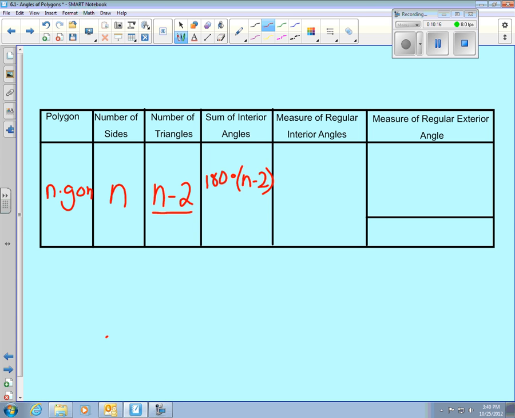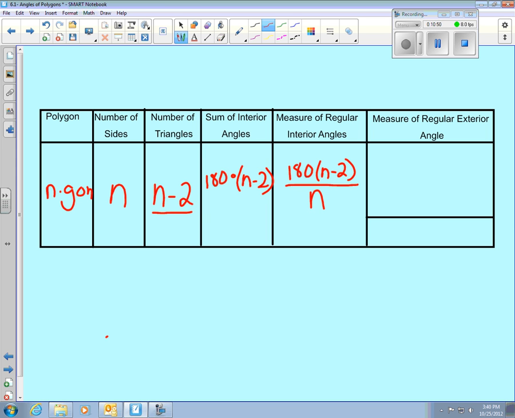All right, now if we look at our measure of interior angles, if you look back there, my top number always was my sum of my interior angles. So my sum of my interior angles, and we always divided it by, well, what did we divide it by? Look back at your chart. Do we divide it by the number of triangles or the number of sides? It was always divided by the number of sides.